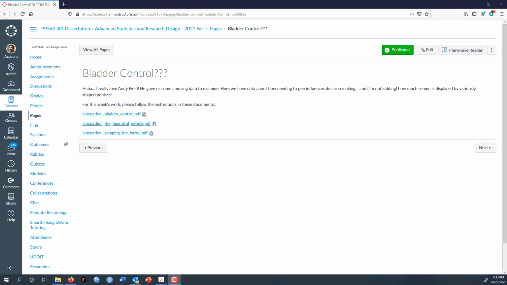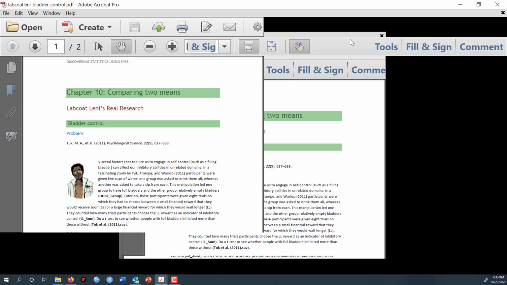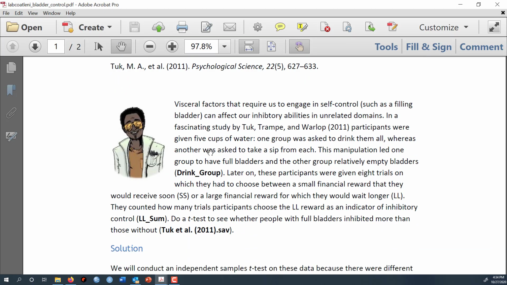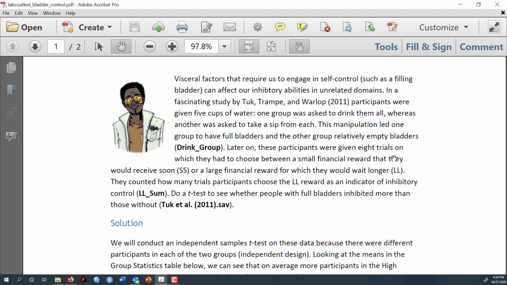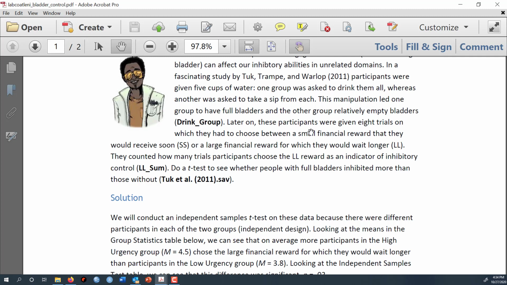Okay, let's take this first one. It is bladder control. And basically the question being asked is, do people make hastier decisions, or do they make decisions to receive a small financial reward quickly or a large financial reward later, depending on how much they need to pee?